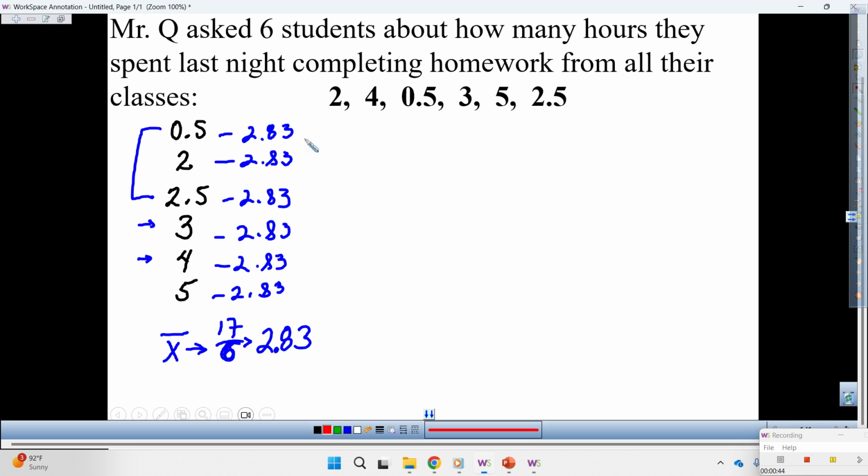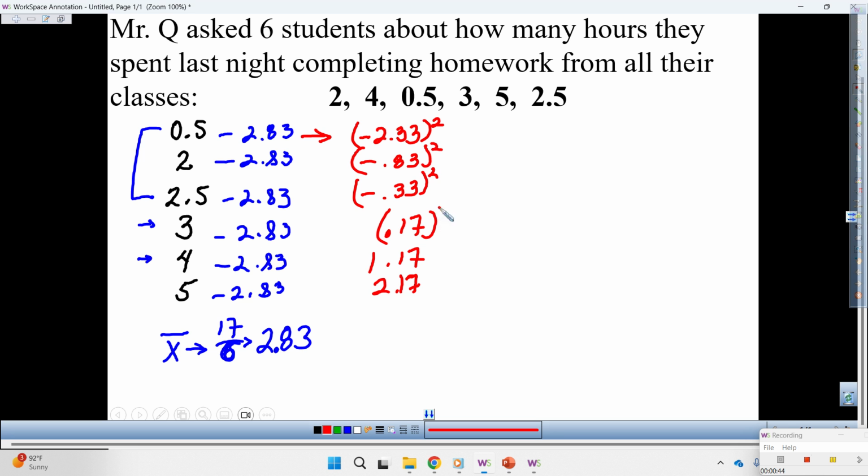All right. So we get negative 2.33, negative 0.83, negative 0.33, and then we got 0.17, then we got 1.17, and then 2.17. So far so good, yes? We're going to square each of those. Square, square, square.